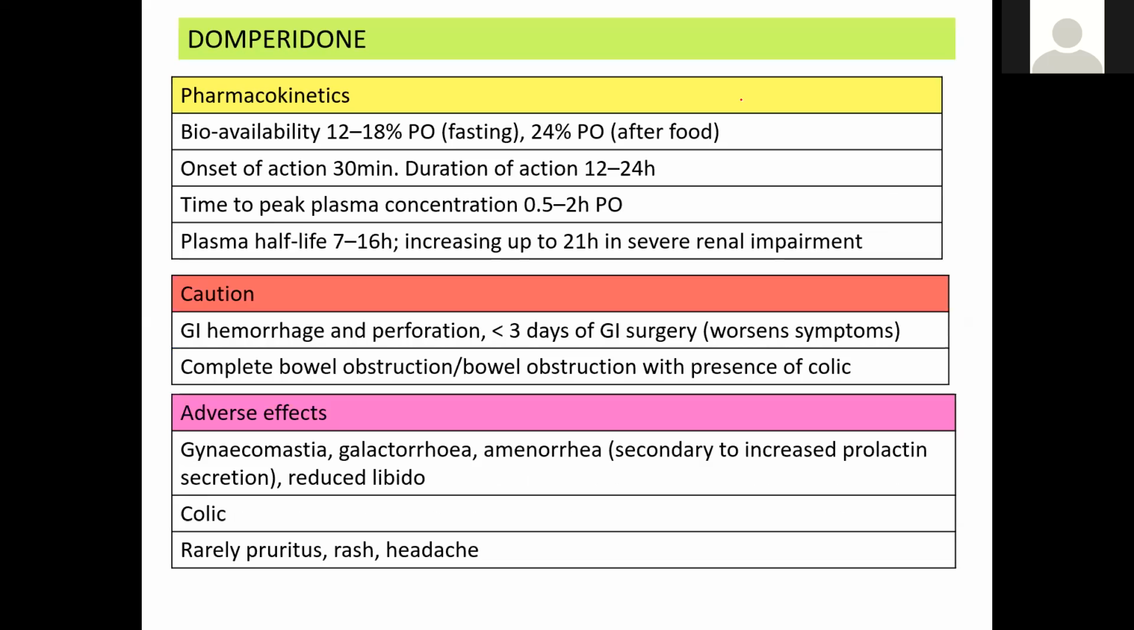Again, the same contraindication applies: it is a prokinetic drug, it will increase the motility. So you cannot give it when the patient is having a GI hemorrhage or signs of perforation. You cannot give it in complete bowel obstruction because it will end up causing perforation. It is not known to cause extrapyramidal side effects as frequently as metoclopramide.